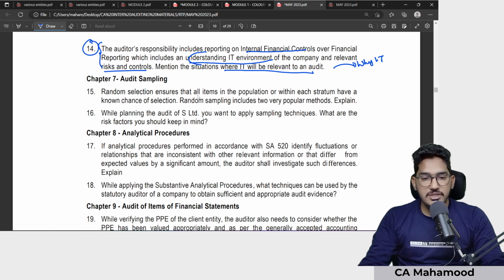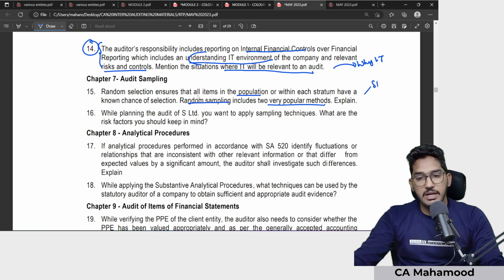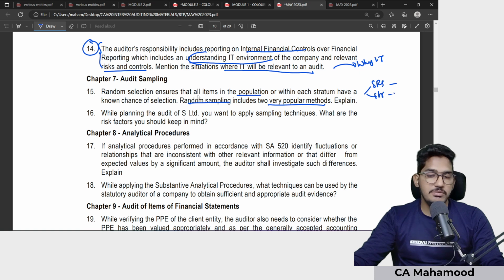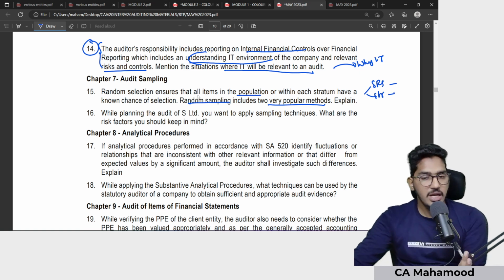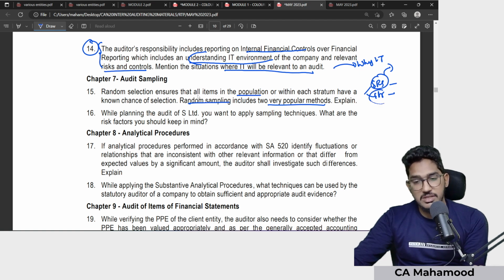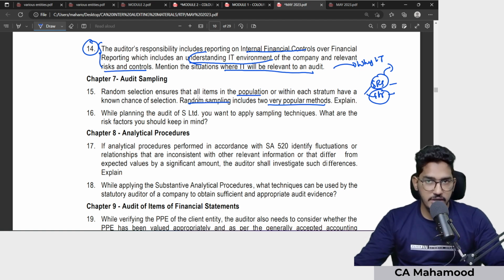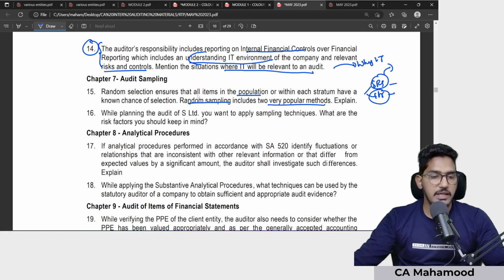Next, random selection ensures that all items in the population or within each stratum have an equal chance of selection. Random sampling includes 2 very popular methods. What are they? Simple random sampling, stratified random sampling. We need to explain about what is simple random sampling, what is stratified random sampling. In simple random sampling, we make use of random number tables or random number generators. In stratified random sampling, we divide the entire population into subpopulations. Then once again, we make use of random number tables and generators. That's what you have to explain in a detailed manner.